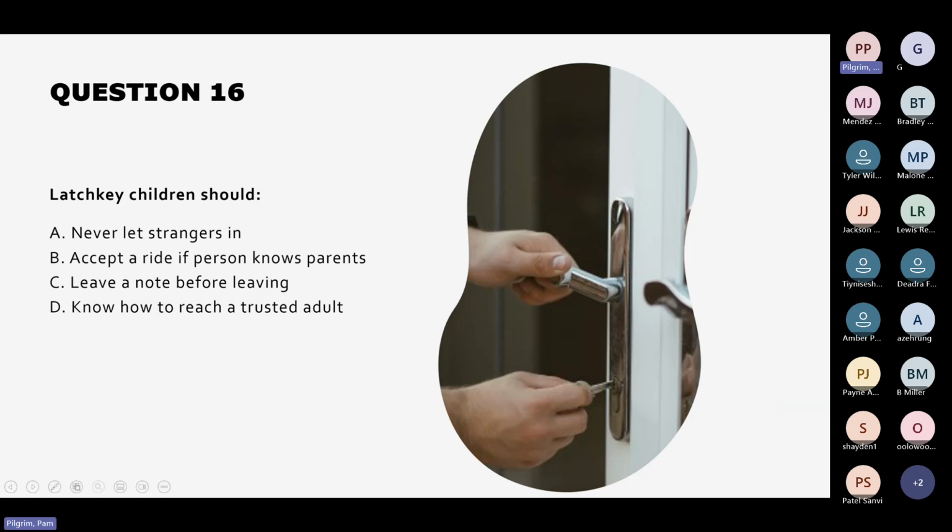Question 16. What should latchkey children do? I don't remember specifically talking about this in lecture. The answer is A and D. This didn't say choose all that apply, but they should never let strangers in, and they should know how to reach a trusted adult. So it's about them being safe.